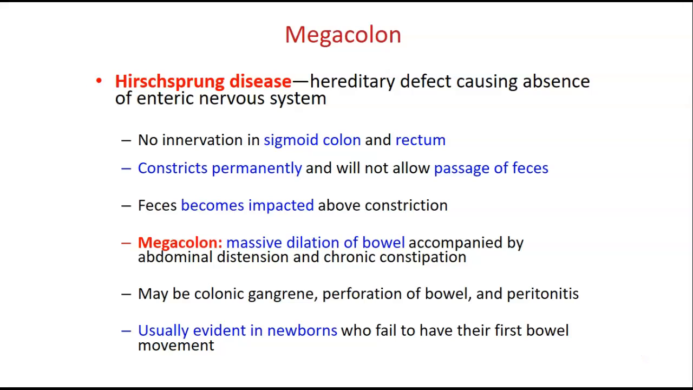Hirschsprung disease is a defect of the enteric nervous system. In this type of disease, the patients are missing some ganglionic nerve cells, so there is no innervation in the sigmoid colon and rectum. The patients will have problems moving the stool out of their rectum, therefore constipation often forms.